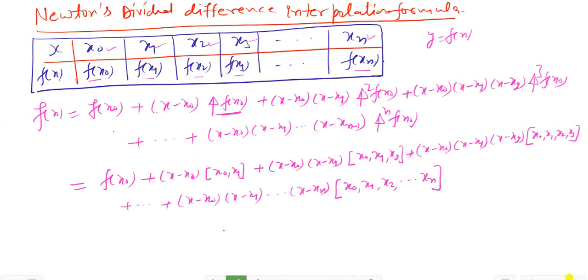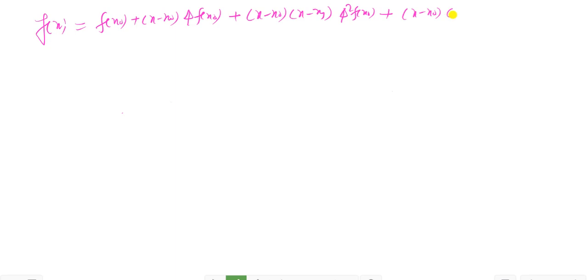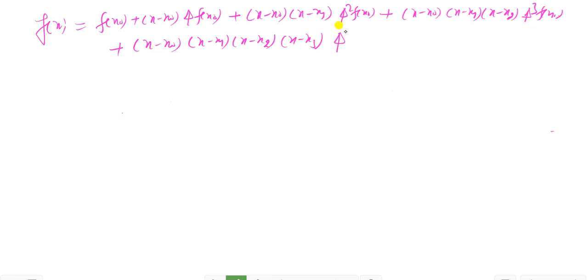So by using Newton's divided difference interpolation formula, the formula is f of x is equal to f of x naught plus x minus x naught times the first order divided difference of f of x naught, plus x minus x naught, x minus x1 times the second order divided difference, plus x minus x naught, x minus x1, x minus x2 times the third order divided difference, plus x minus x naught, x minus x1, x minus x2, x minus x3 times the fourth order divided difference of f of x naught.